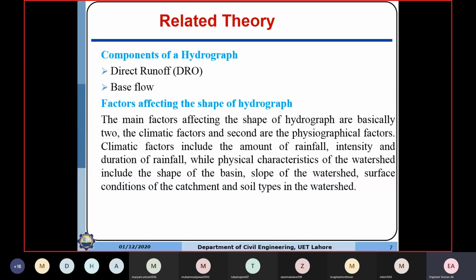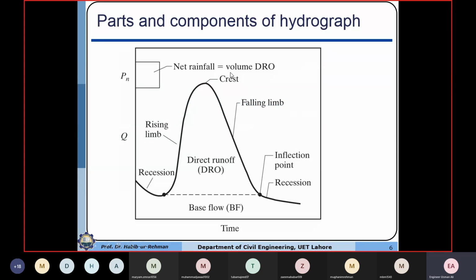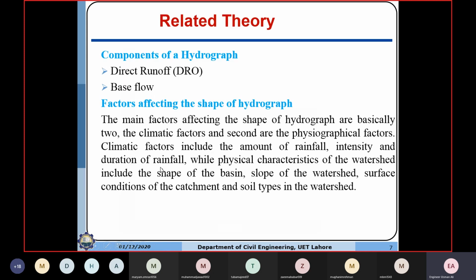Factors affecting the shape of the hydrograph. As I mentioned, the shape of the hydrograph is mainly influenced by the rising limb, crest and the falling limb. It can be a steeper hydrograph or a milder hydrograph with more time to peak, less peak, a milder rising slope, a milder falling limb. So different possibilities of shape are there, and all this is affected by two main factors, as I mentioned.